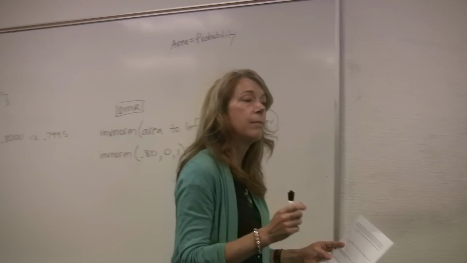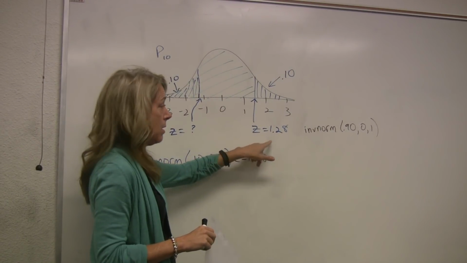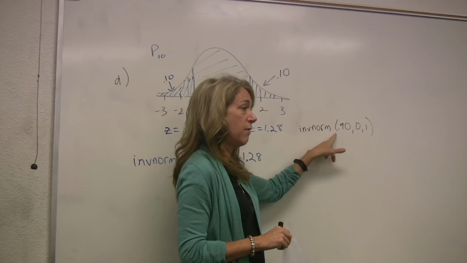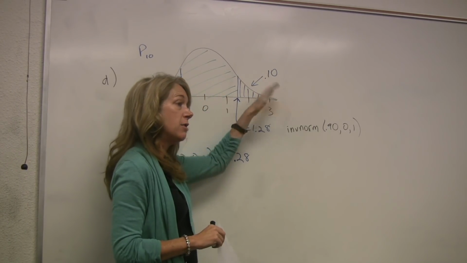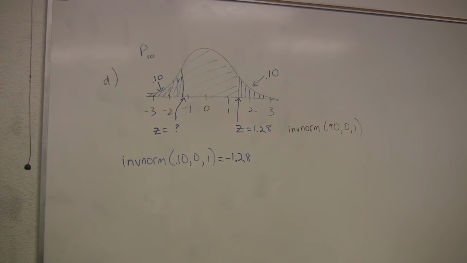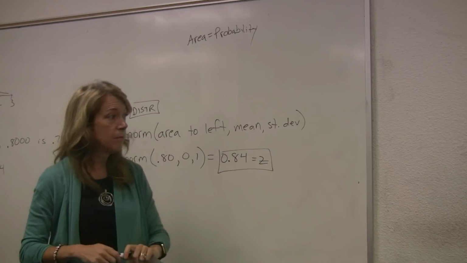Oh, yes, ma'am. How did you find the Z's? This one or this one? That one. Inverse norm. Okay. And then where did you get the 0.90? Because if there's 10% to the right, there's 90% to the left. That's the big thing, is you always tell it the area to the left, even if you're talking about the right. Okay.